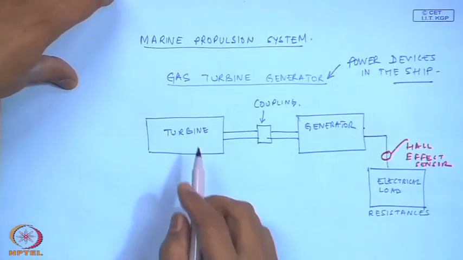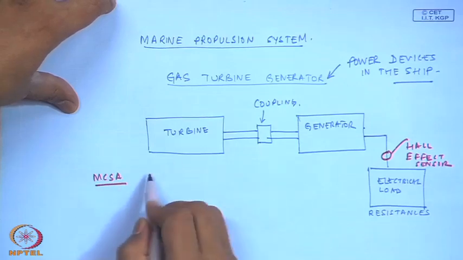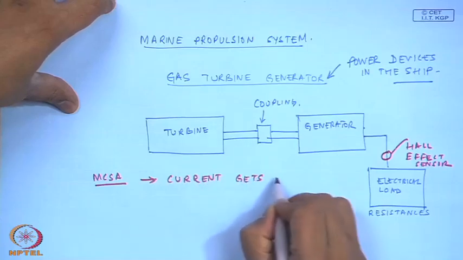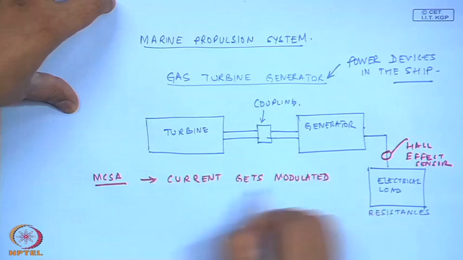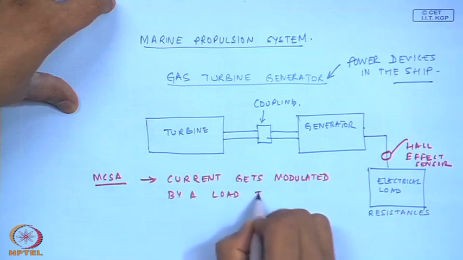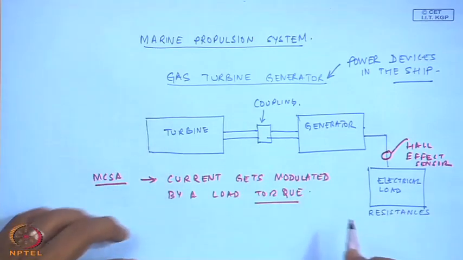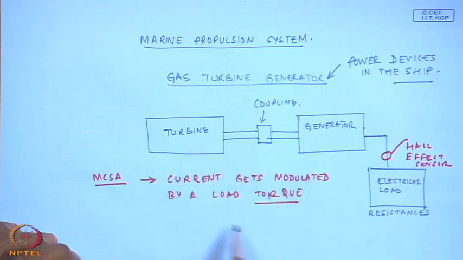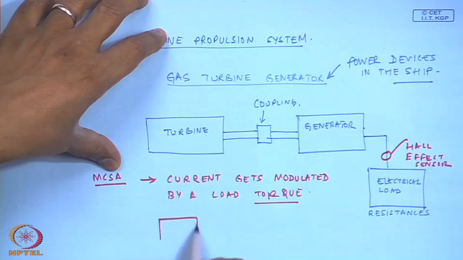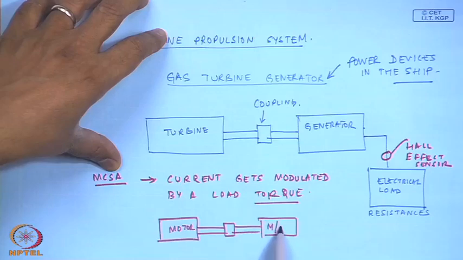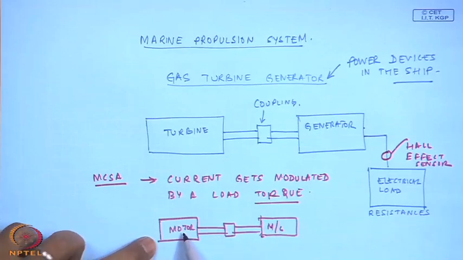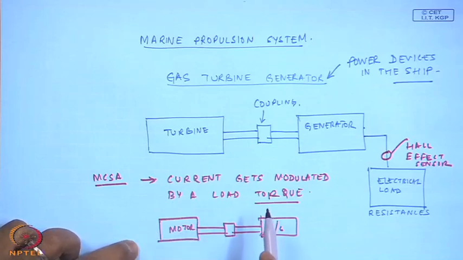Because the principal idea behind MCSA is that the current gets modulated by the load torque. Okay. So, in the case of a motor driving a mechanical unit, if this mechanical unit has a defect, it is going to load the motor, and the motor current drawn will be loaded up.